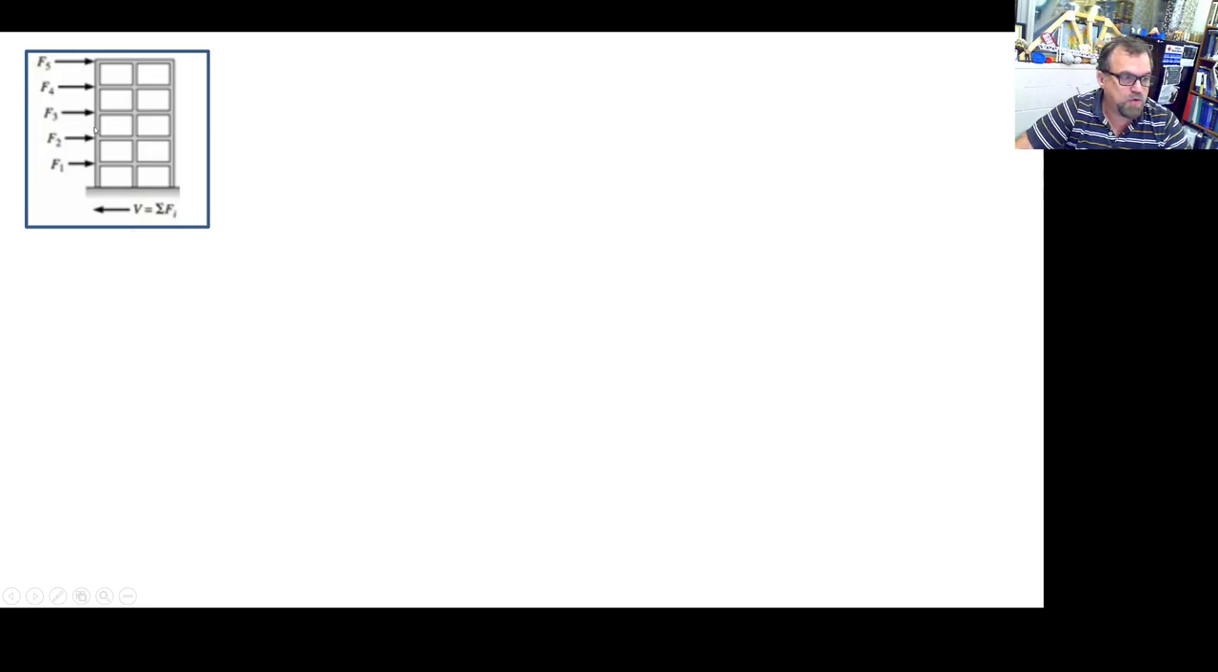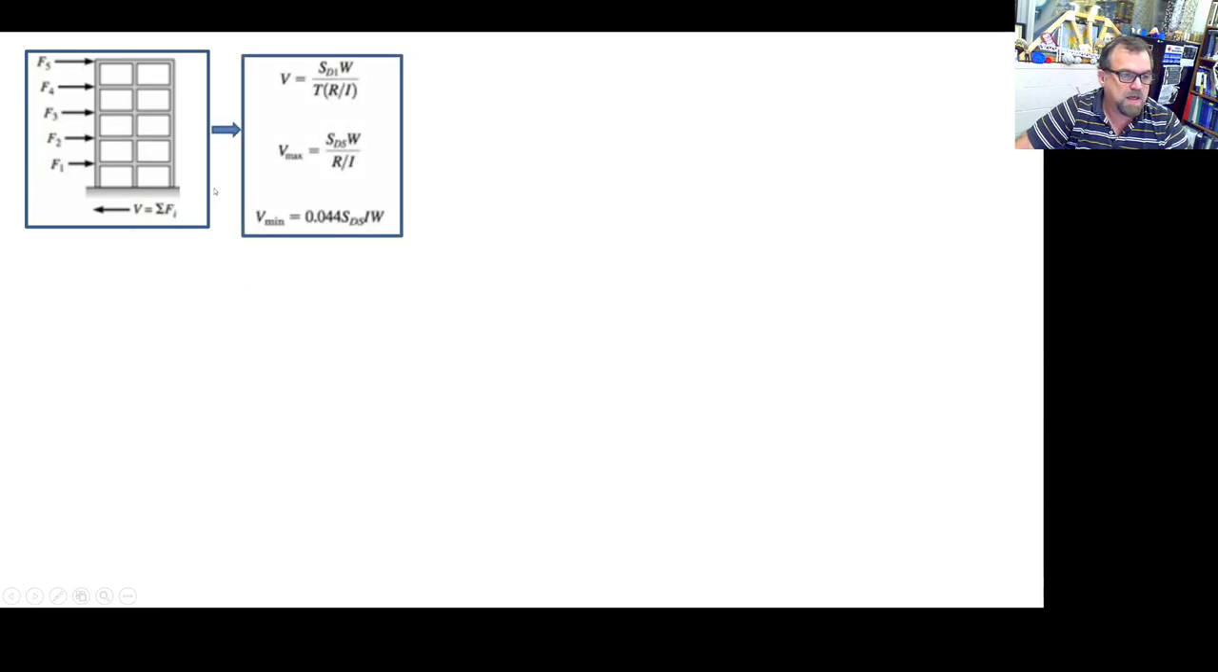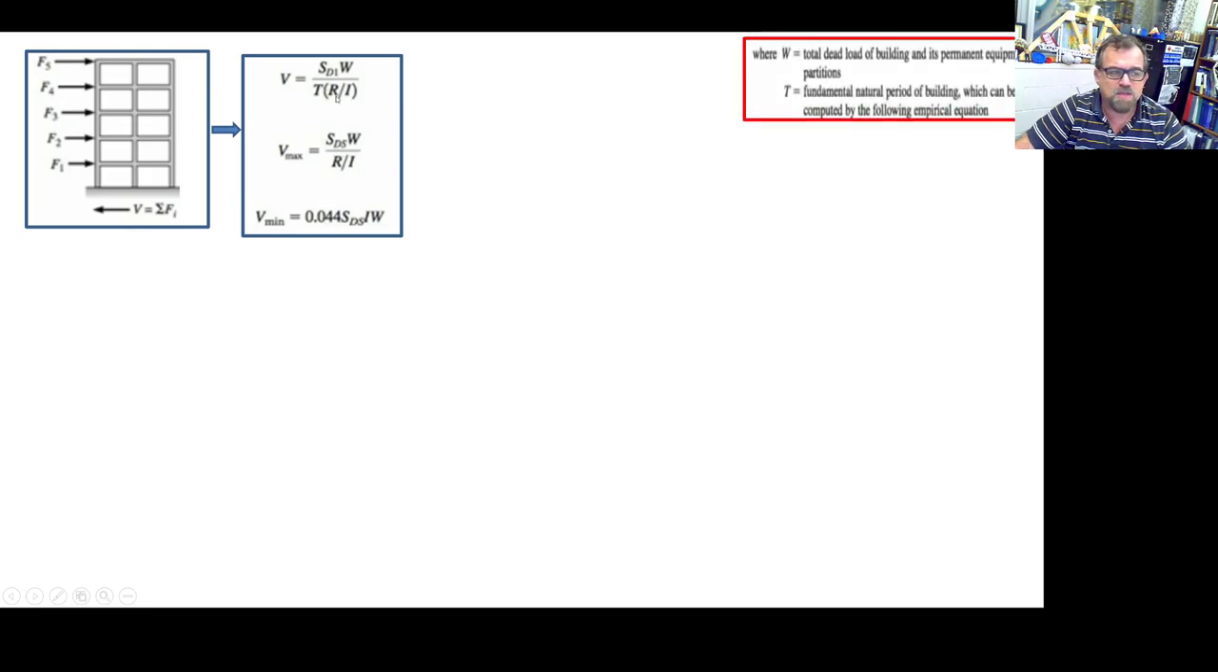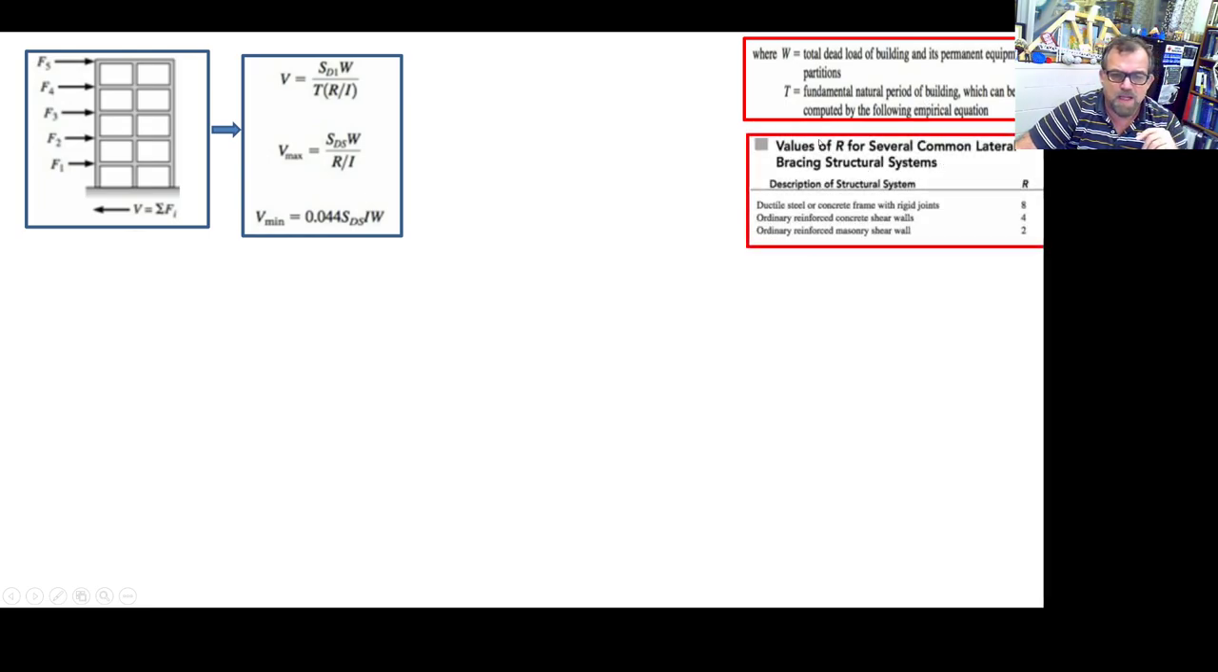So if we want to do this, the first step is calculating the base shear, and the base shear is calculated in this way. You have between a maximum and a minimum value. When you check this one here, W is the total dead load of the building, so we can calculate that. Not live load, dead load only. T is the fundamental period, the natural period of the building also, and we can calculate that with several equations.